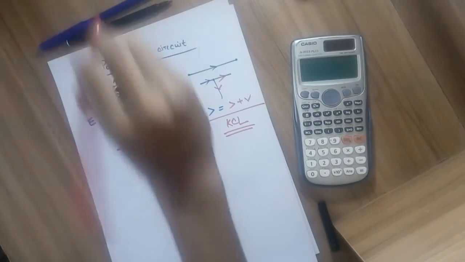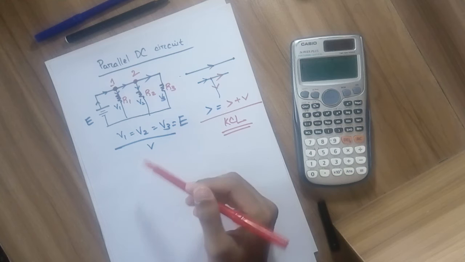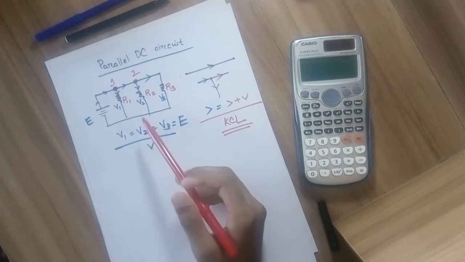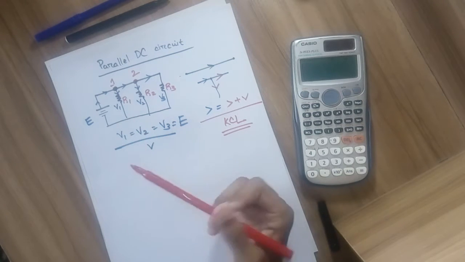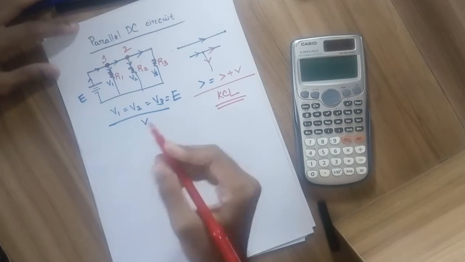To solve parallel DC circuit problems, we have some things to find, like the total resistance, the source current of this network, and the branch currents on each resistor. Okay, so let's get started.